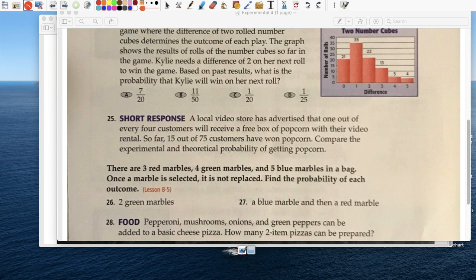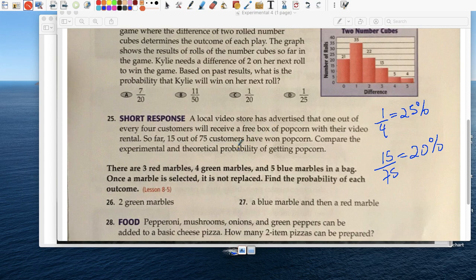Okay, so 1 out of 4 is 25%. So the video store is saying about 25% of all their customers will win a free box of popcorn. So far, 15 out of 75. So let's change that to percent. So 15 out of 75 is 20%.